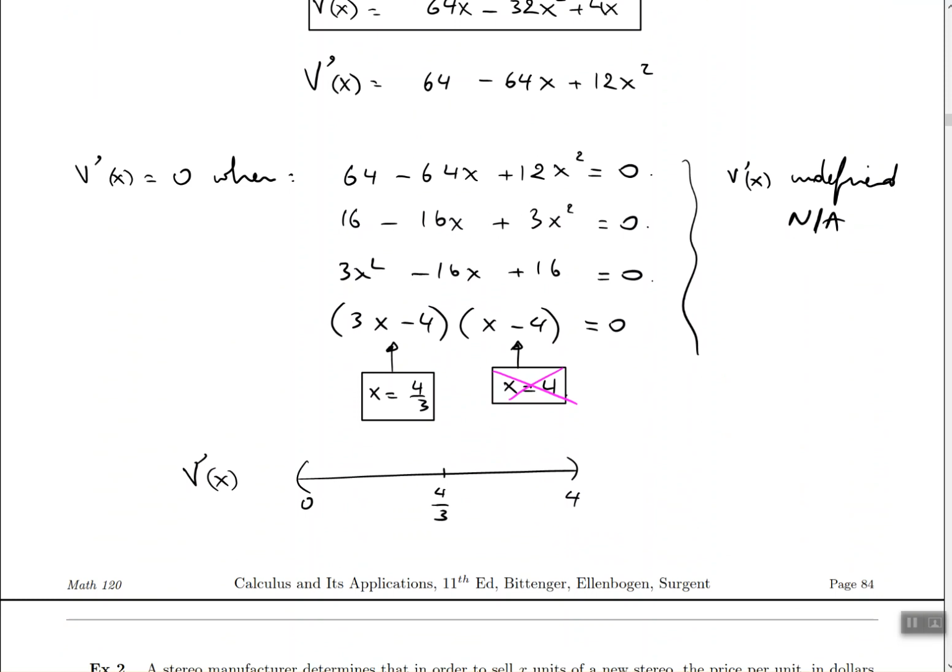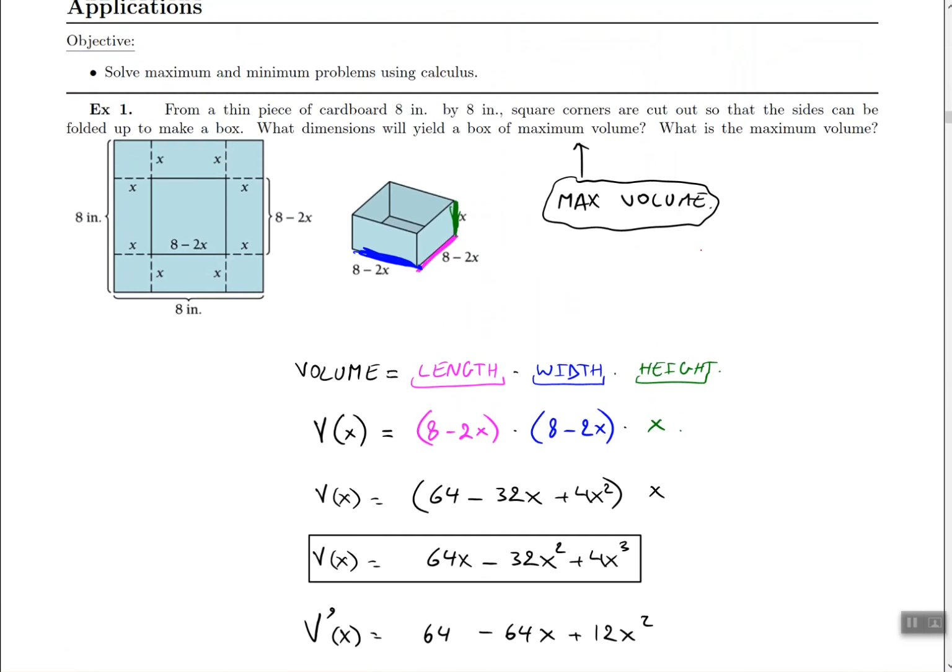So if you pick a number before 4/3, 4/3 is roughly 1.3. We can pick 1, and let's pick a number after, let's say 3. Put them into the derivative and see what we get. So 1 gives me a positive amount, and 3 gives me a negative amount. So the max volume happens when x is equal to 4/3. So this is the absolute max in this case. Why is it absolute? Again, because it's the only critical number of the problem. Okay, the other one got eliminated. So 4/3 is the amount that you have to cut off in order to get the maximum amount of volume.